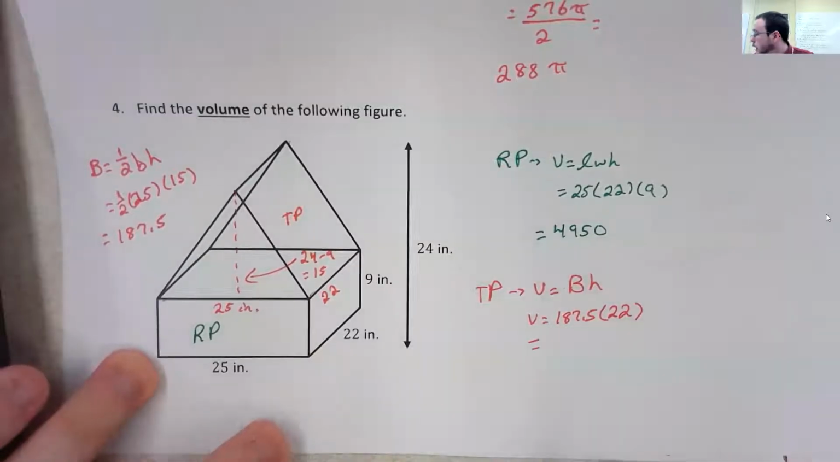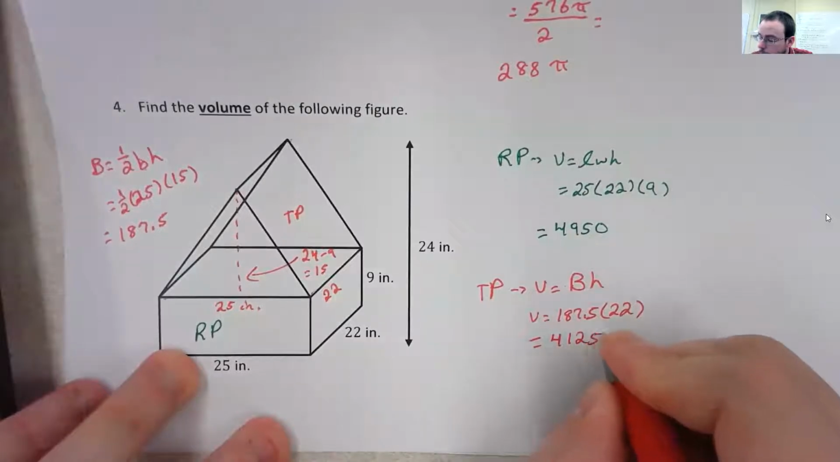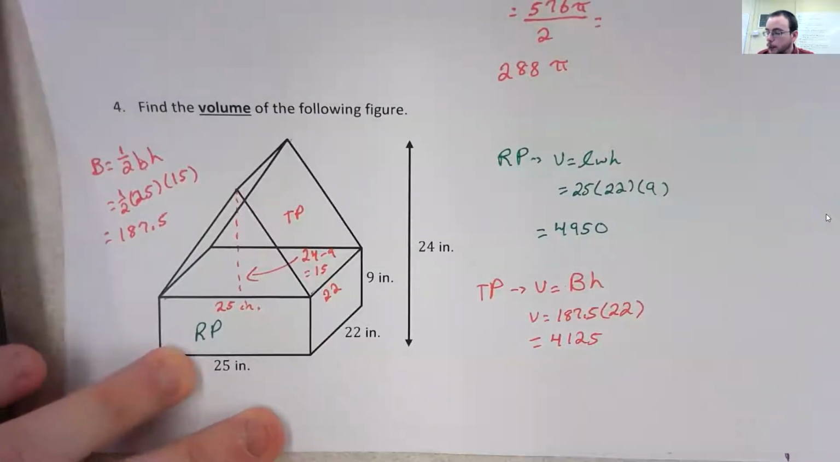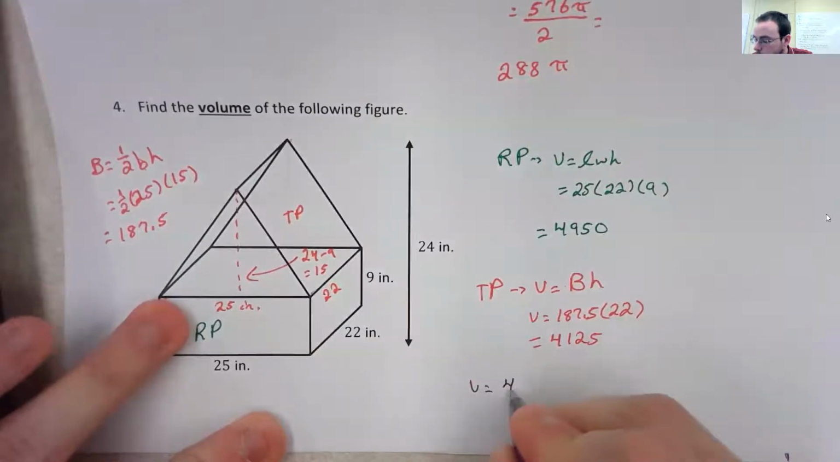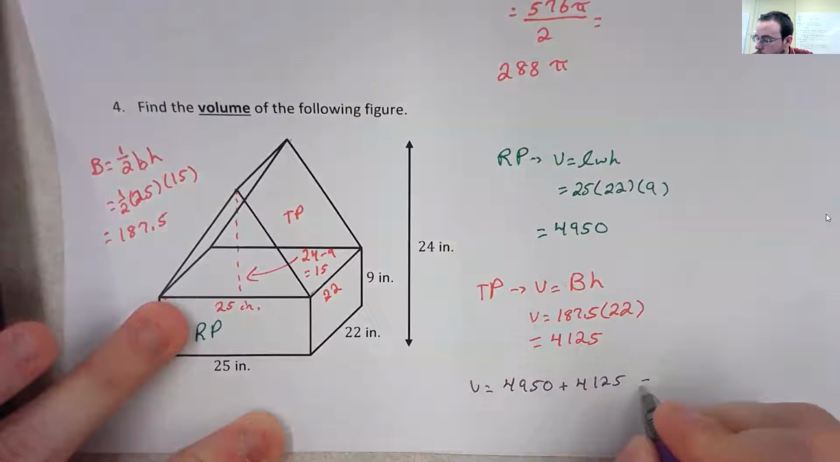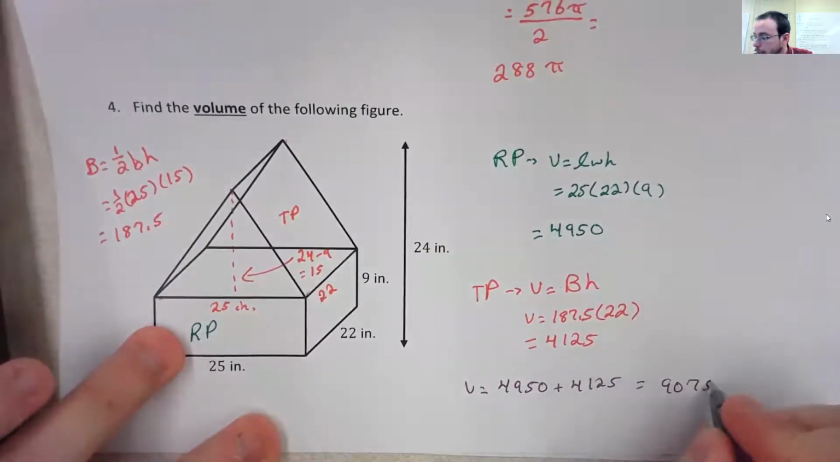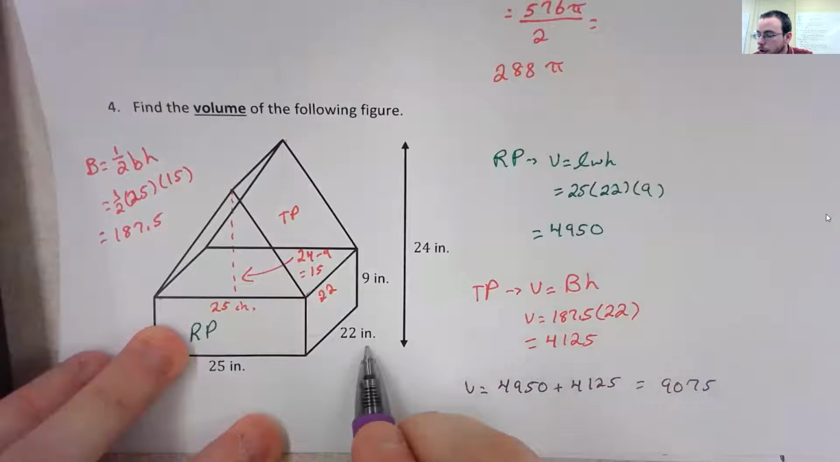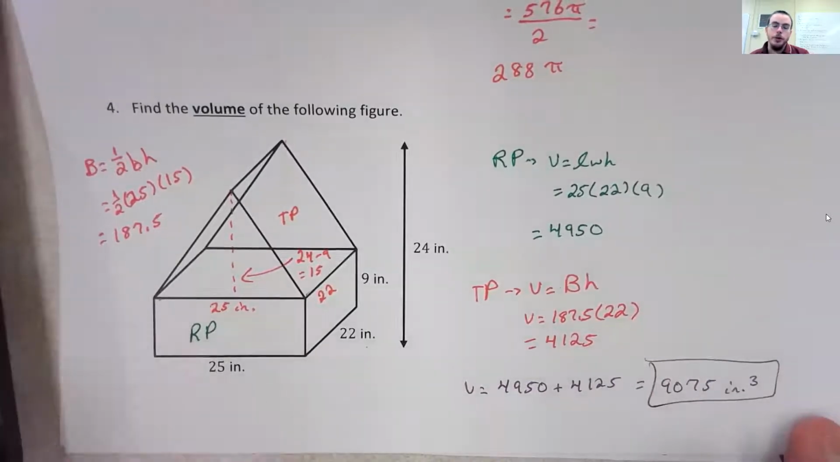Now we just multiply those together and we get the volume would be 4,125. We have both of the volumes we need, so we just add those together, 4,950 plus 4,125. And when you do that, you end up getting 9,075. And then your units would be inches cubed because we're doing volume.